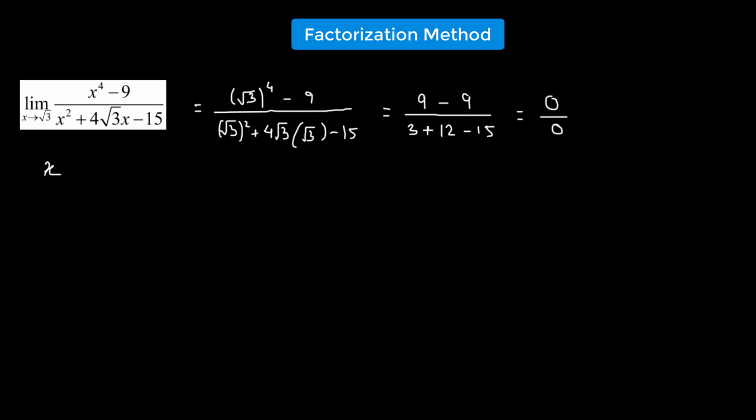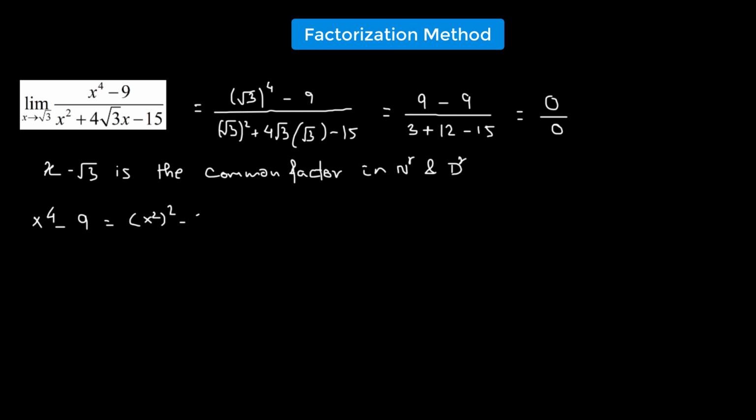That tells us that x minus square root of 3 is the common factor in both the numerator and the denominator. So now we begin by factorizing the numerator, which is x raised to the power of 4 minus 9. This can be written as (x squared) whole squared minus 3 squared. So we're going to use the identity that a squared minus b squared equals the product of a minus b and a plus b. So we have (x squared minus 3) times (x squared plus 3).